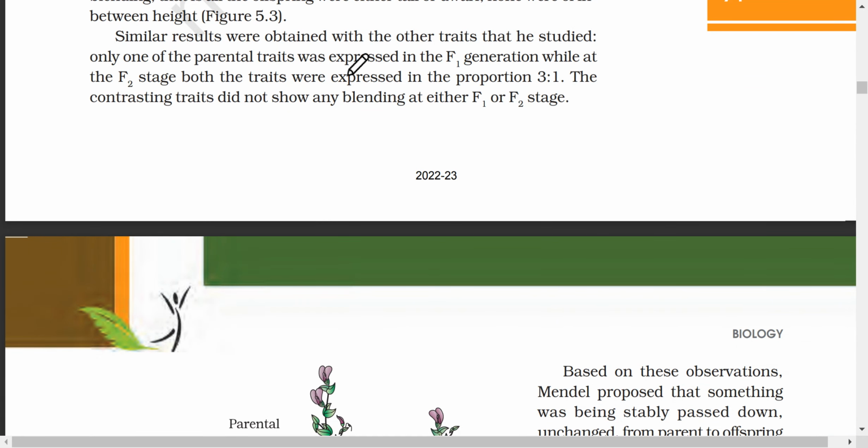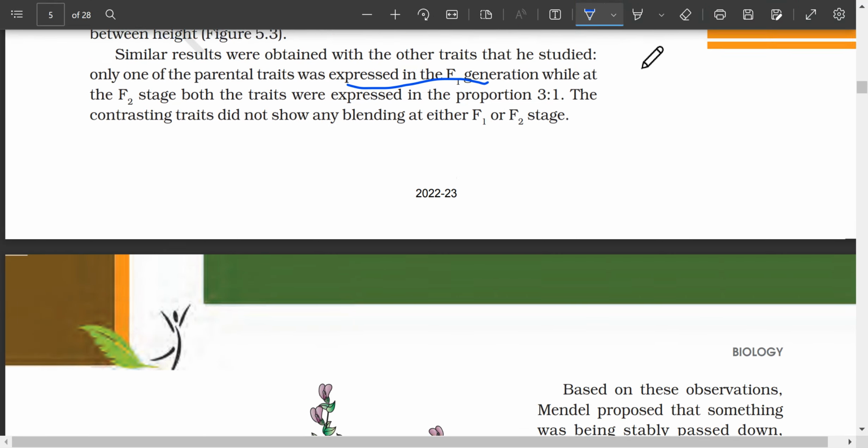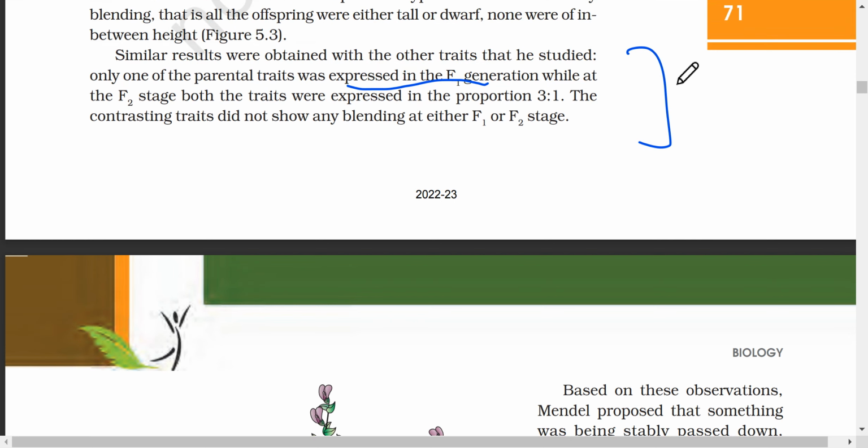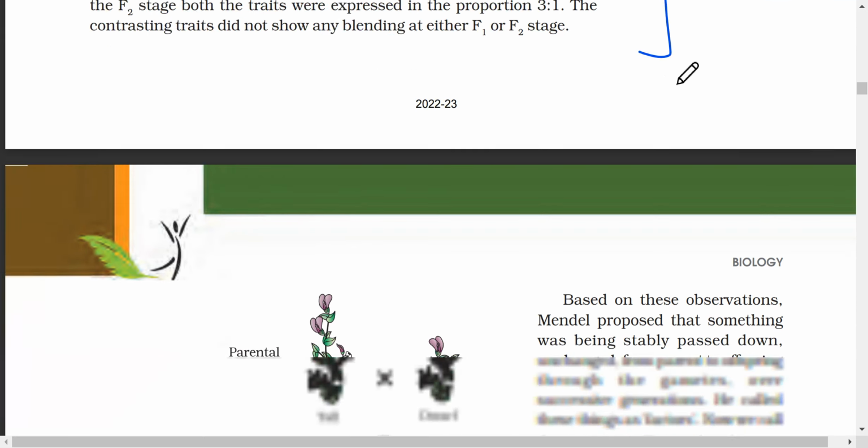Only one of the parental traits was expressed in F1, while at the F2 stage, both traits were expressed in the proportion 3 is to 1. The contrasting traits did not show any blending at either F1 or F2. This is basically the crux of what all Mendel did. Fine, मोनोहाइब्रिड क्रॉस में यही हुआ कि पहली जनरेशन की उसमें सिर्फ एक ही ट्रेट एक्सप्रेस हुआ, दूसरी जनरेशन में दोनों ट्रेट्स एक्सप्रेस हुए इन द रेशियो 3:1, and there was no blending, fine, at either of the stage.